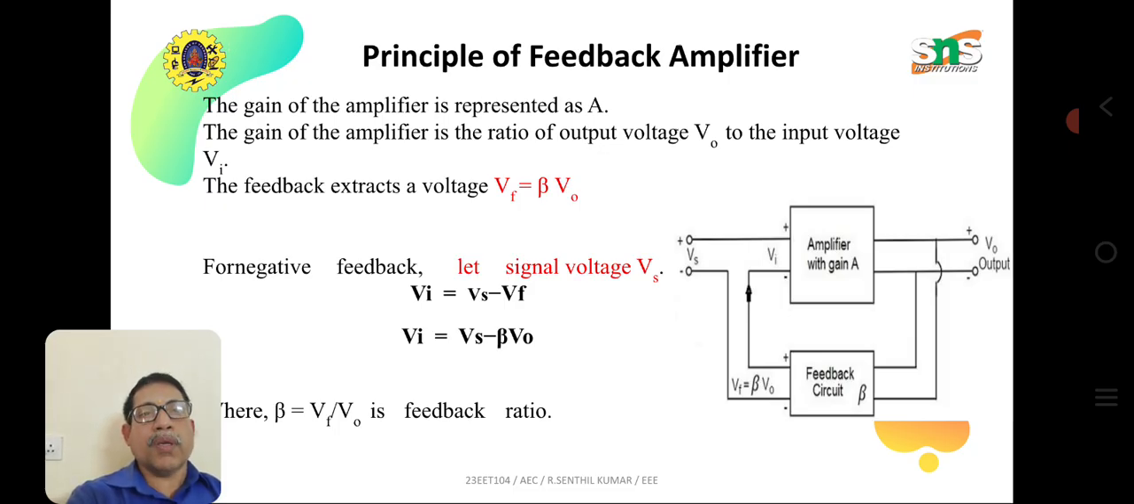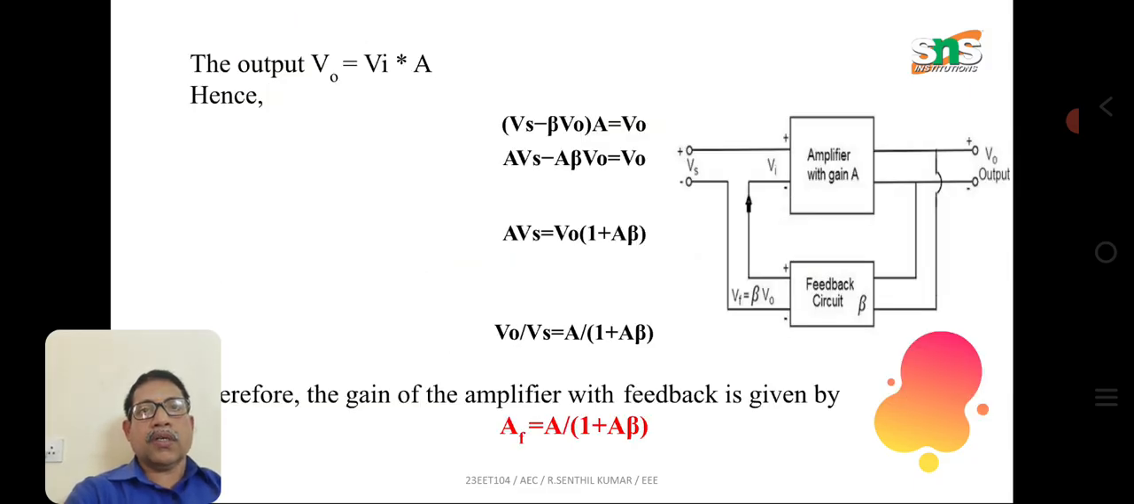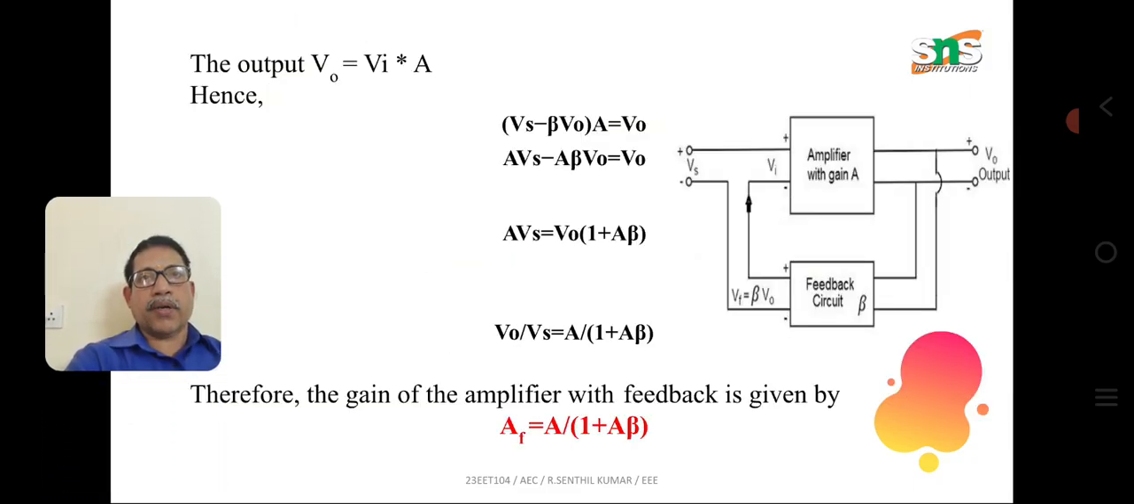For negative feedback, let the input signal be Vi, and Vi is equal to Vs minus Vf. Since Vf is beta into V naught, I am substituting here Vi equal to Vs minus beta into V naught, where beta is nothing but the feedback ratio.